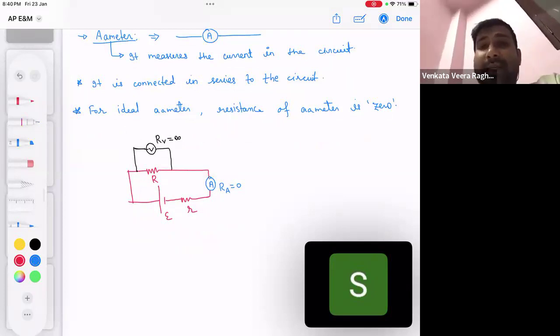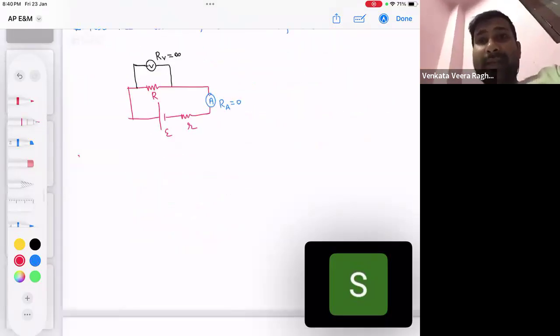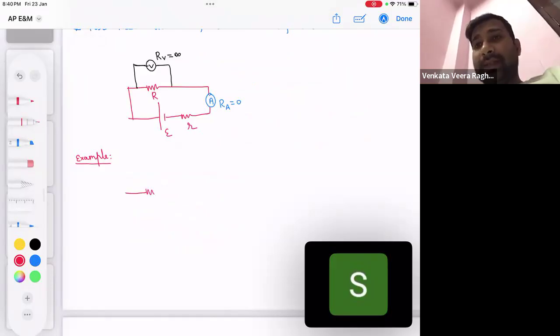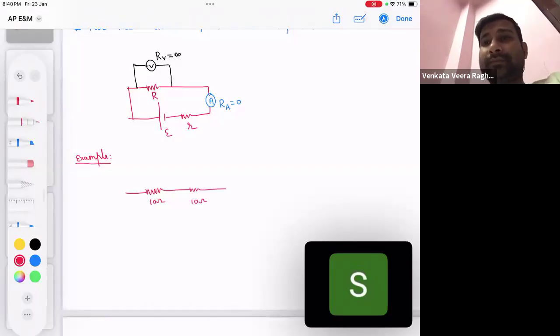Okay, now let's take two examples. First example I'm going to take with an ideal voltmeter and an ideal ammeter. Let's say a circuit is given to us. This is a 10 ohm resistance. This is also a 10 ohm resistance. This is a 20 ohm resistance. Let's take that also as 10 ohm.